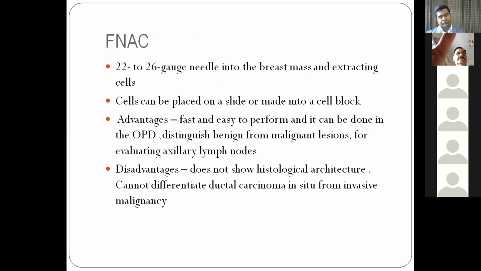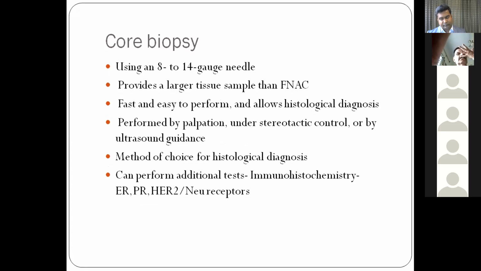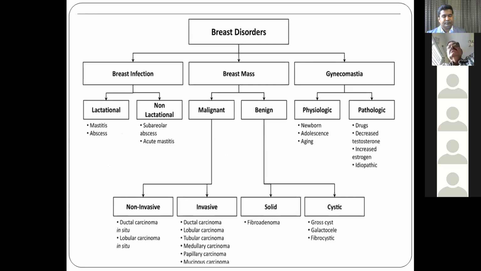Both the procedures have pros and cons. FNAC is a quick procedure where we use a very thin needle, and the sensitivity is high, but the disadvantage is that it doesn't tell us about the histological architecture and cannot differentiate in situ from invasive malignancies, but again, it is a very simple OPD procedure. With core biopsy, we use a thicker needle and get a better histological diagnosis. We can perform additional tests like immunohistochemistry, mainly for breast: ER, PR, HER2/neu, and all these assessments can be done. So this again is a broad classification.